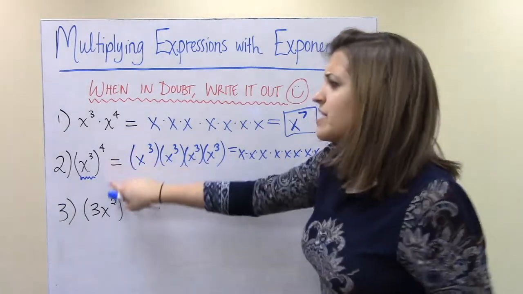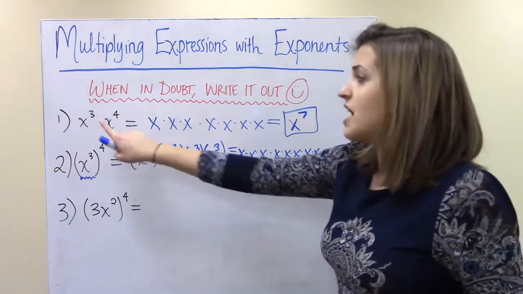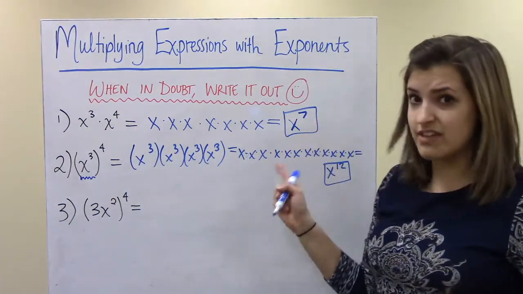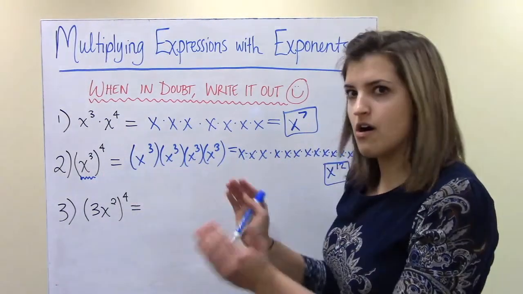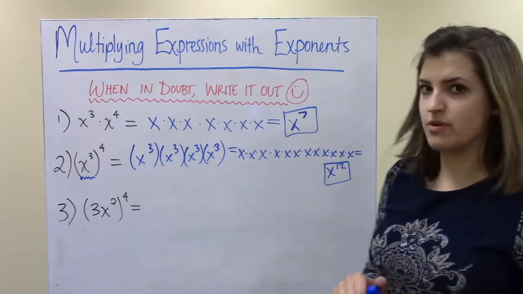Notice that these two are not the same. When we had x to the 3rd times x to the 4th, it was x to the 7th. But x to the 3rd all to the 4th is x to the 12th.